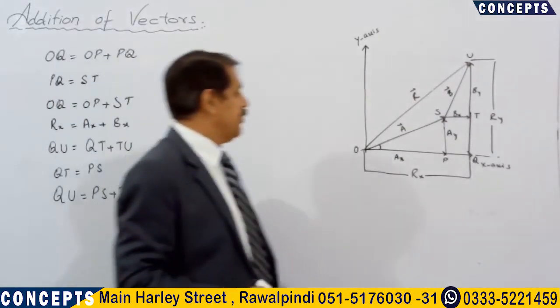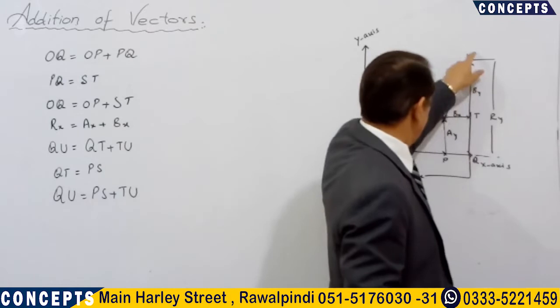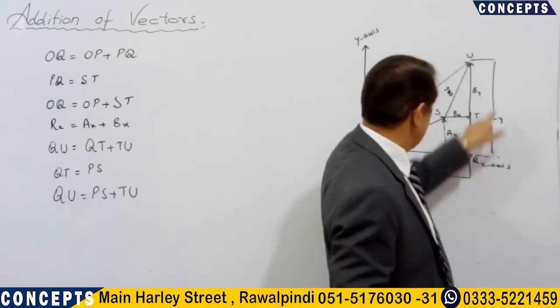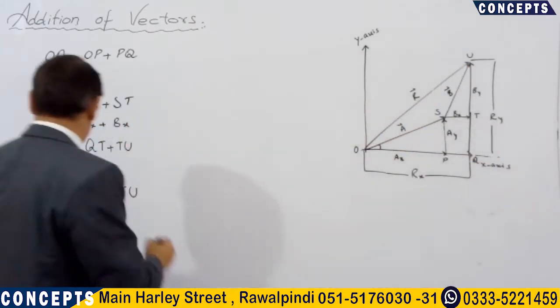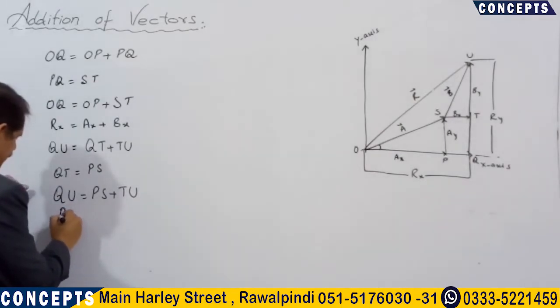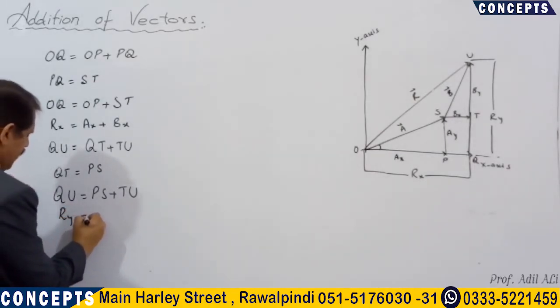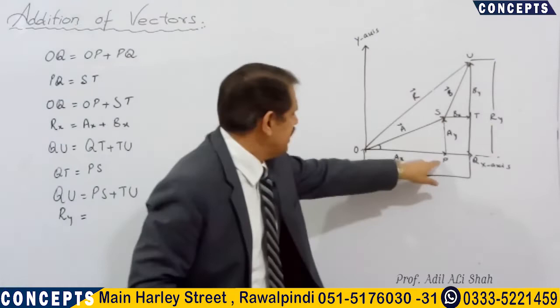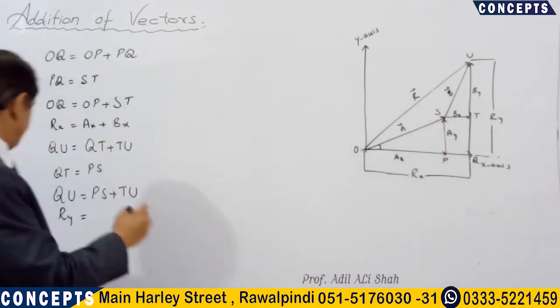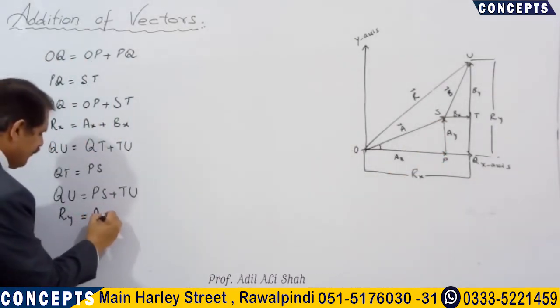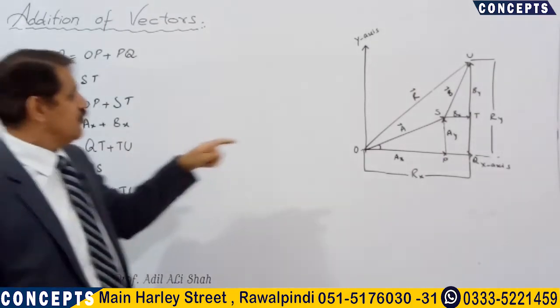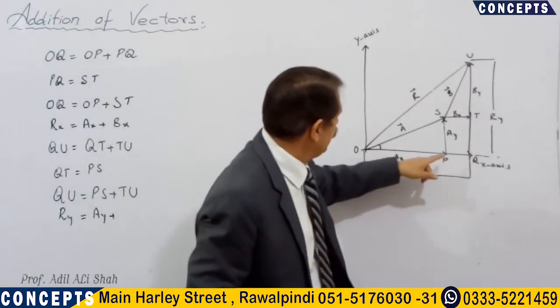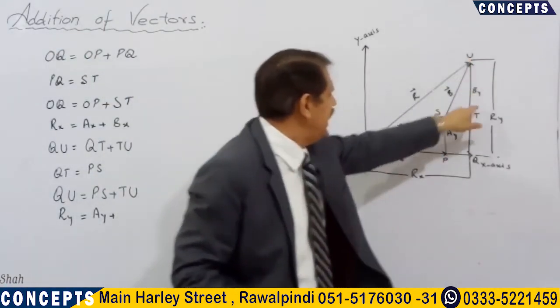Now what is QU? This length QU is equal to Ry. Ry is equal to PS plus TU. What is PS? PS is Ay. What is TU? TU is By.